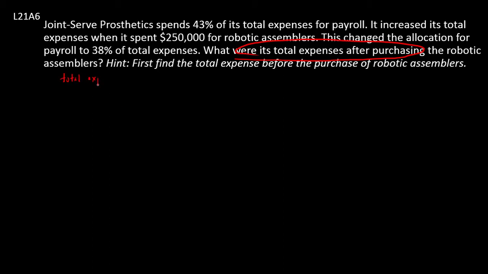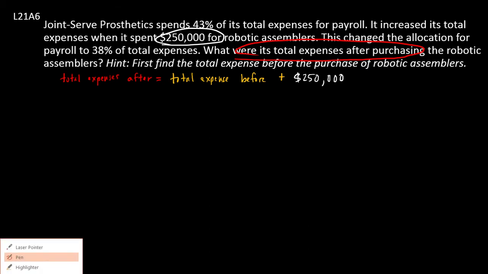So our total expenses after is going to be equal to, they tell us right off, whatever our total expenses before were, plus that additional $250,000. So the only difference between what they were spending before and what they are spending now is that they added on this purchase of $250,000.